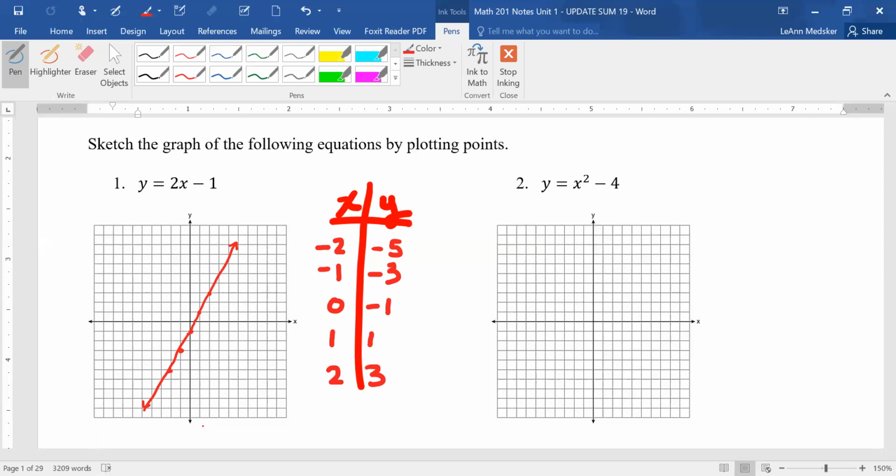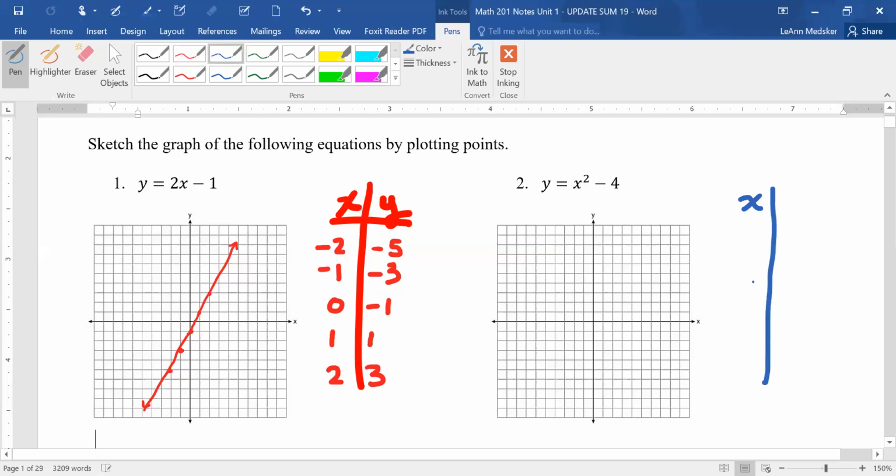For y equals x squared minus 4, that one is going to be a parabola because the highest power is x to the second and y is still to the first power. But again, if you did not know that or you didn't know where to start, you would start out with your -2, -1, 0, 1, and 2. Plug them in. Now you have to be careful here because you're plugging in a negative into something that's being squared. So you square this, and that means -2 times -2. So that's +4 minus 4, which would be 0.